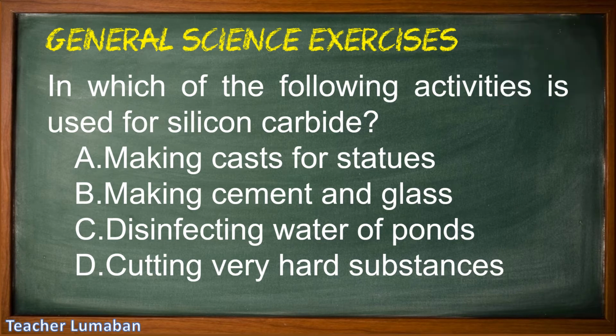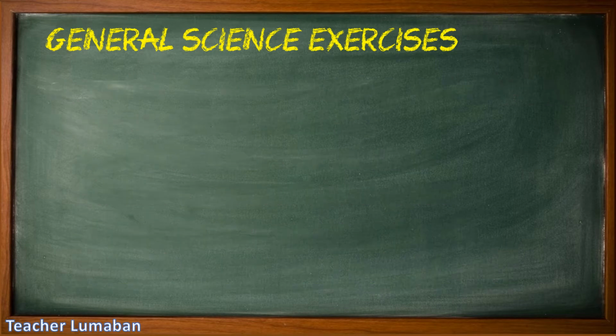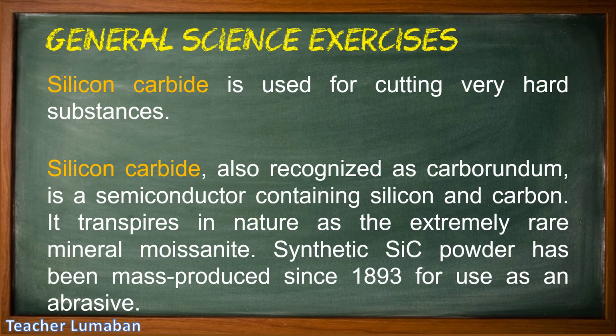The correct answer is letter D, cutting very hard substances. Silicon carbide is used for cutting very hard substances. Silicon carbide, also recognized as carborundum, is a semiconductor containing silicon and carbon. It occurs in nature as the extremely rare mineral moissanite. Synthetic SiC powder has been mass-produced since 1893 for use as an abrasive.